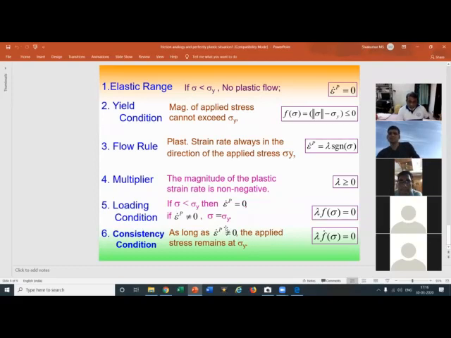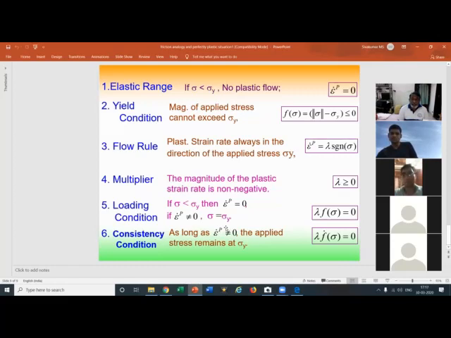If you have doubt on any of these, you have to ask me now. Sir, what was f dot? No, f is nothing but yield condition, number 2. The change in the yield condition is equal to 0 means it is still in the flow. It is still flowing with respect to change in time. It is still plastic flow. Okay. Got it? Yes, sir.